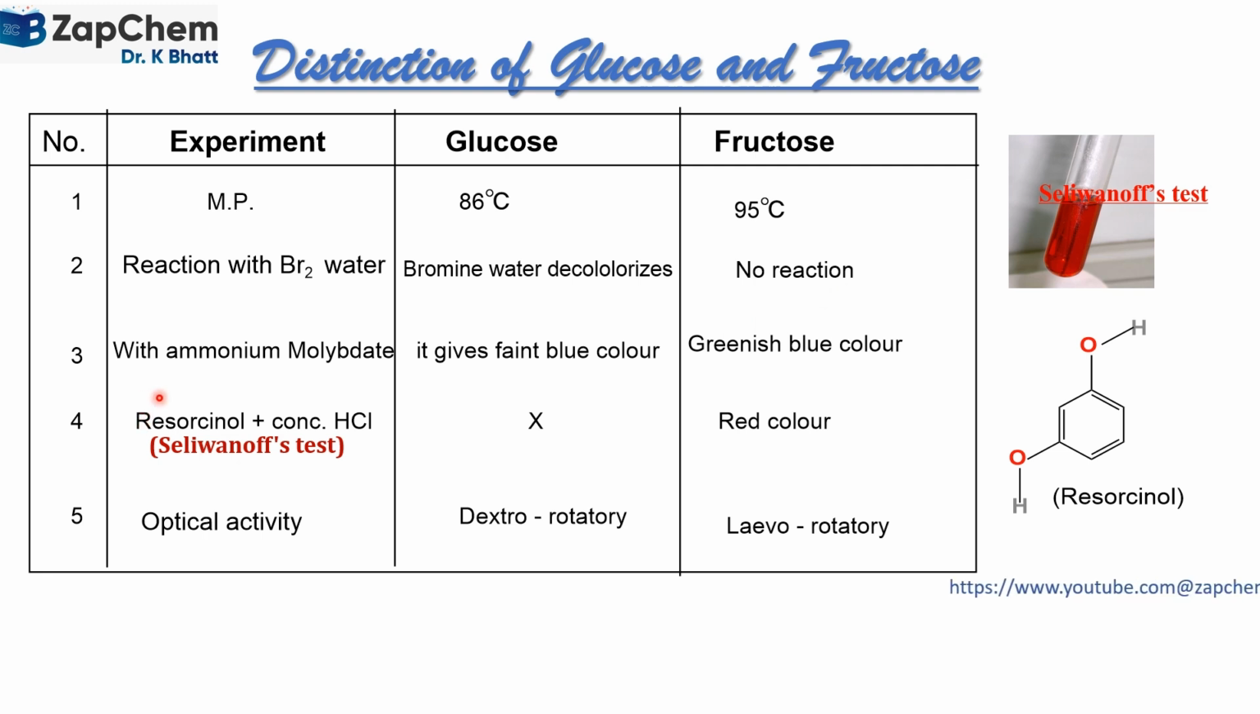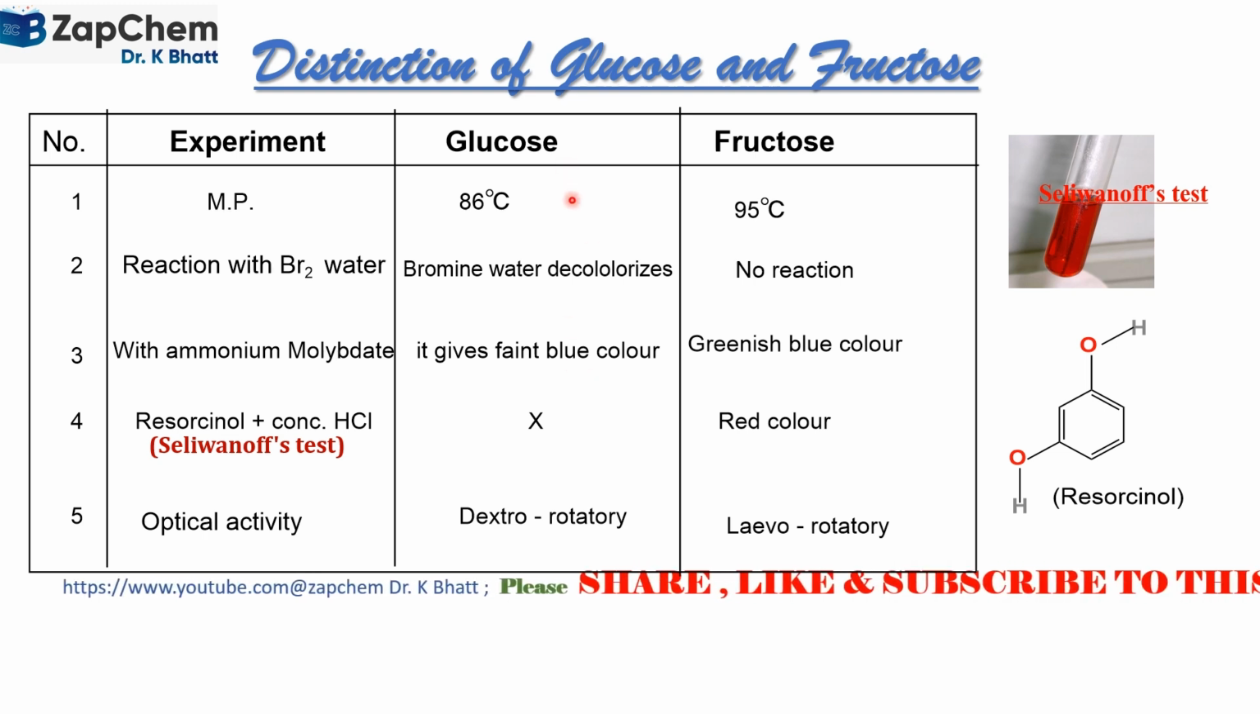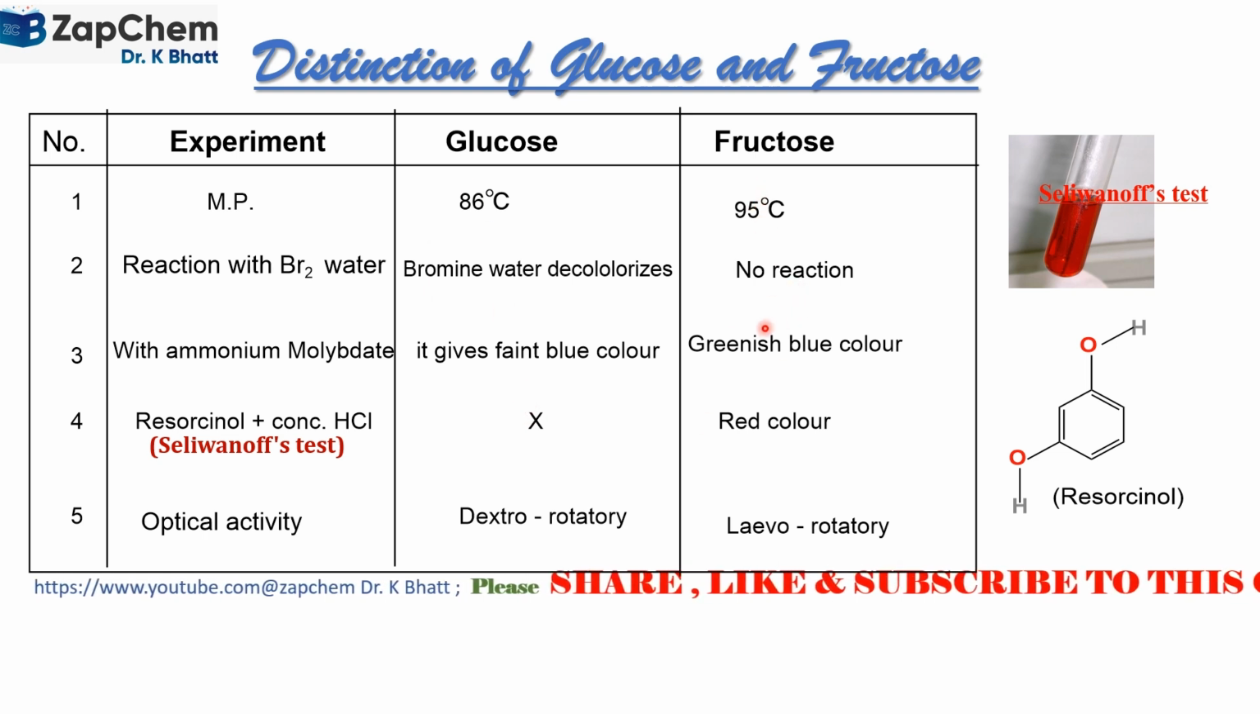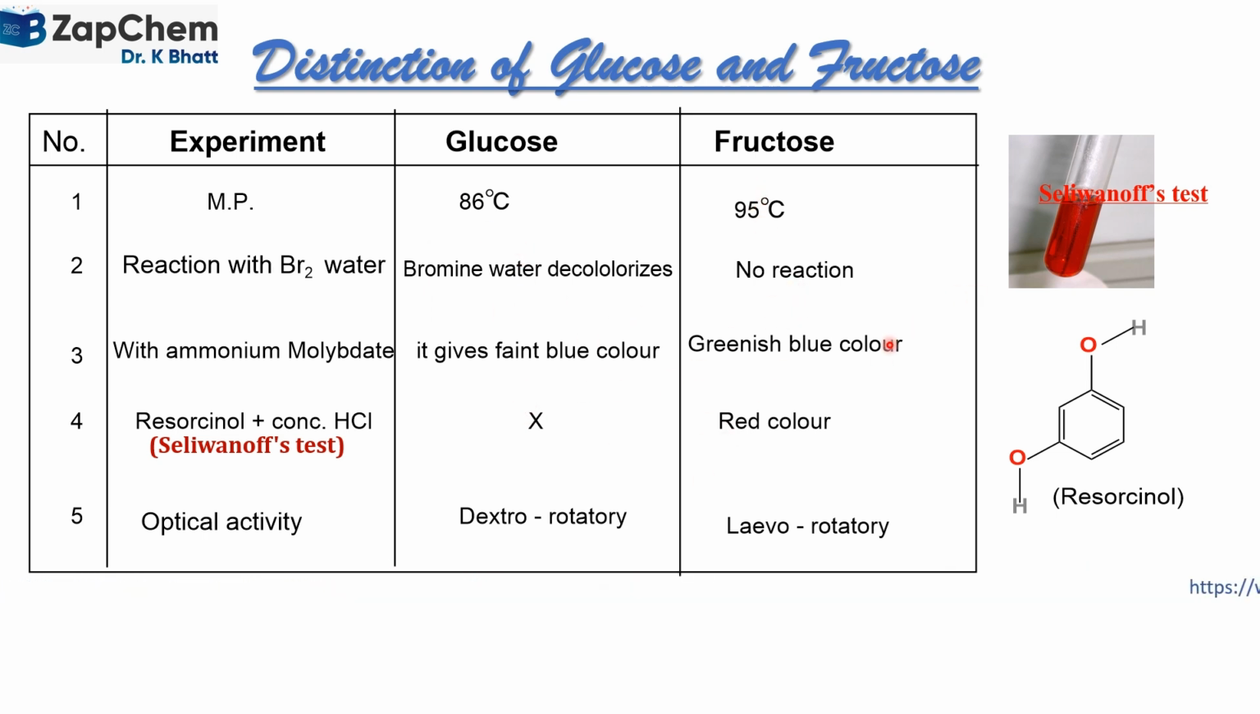There is another test. With ammonium molybdate, you get a faint blue color in case of glucose, whereas in case of fructose, you get a greenish blue color. A very good test to differentiate the two carbohydrates, glucose and fructose.